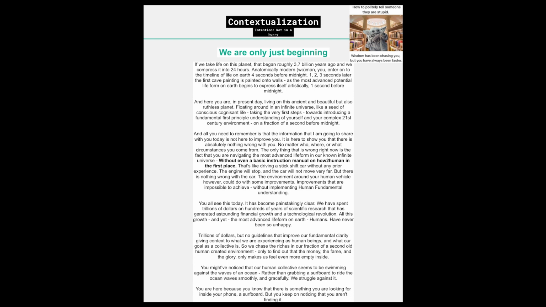Why are we here? And so we chase the riches in our fraction of a second old human created environment, only to find out that the money, the fame, and the glory only makes us feel even more empty inside. You are here because you know that there's something you're looking for inside your phone, but you keep on noticing that you aren't finding it. So we're the human bonking on the phone.